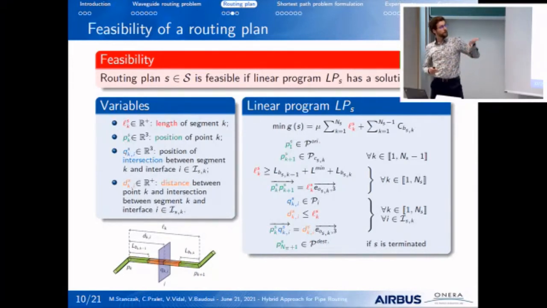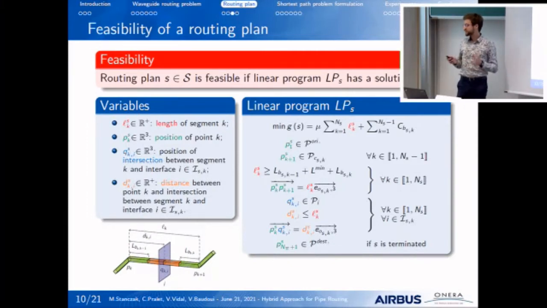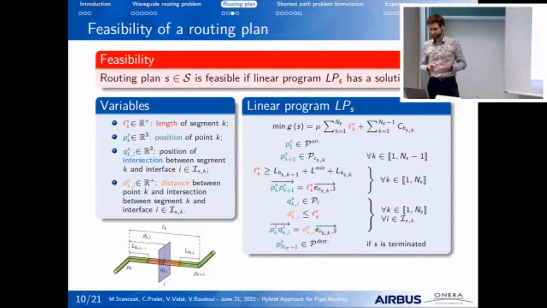Then the position of the vertices and of the intersection points are linked using the orientation of each segment and the distance and the length of the segment or the distance for each intersection. Of course, the position of each intersection is constrained by the interface to cross.